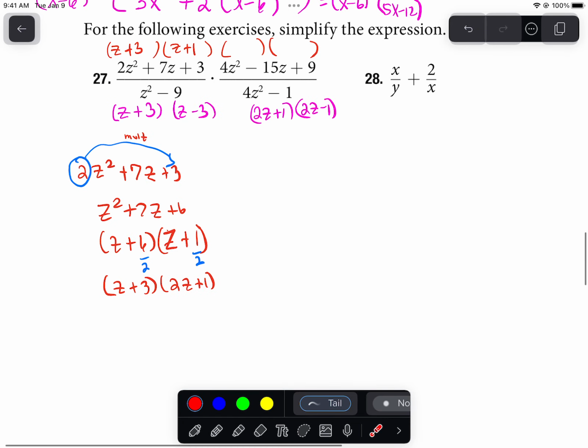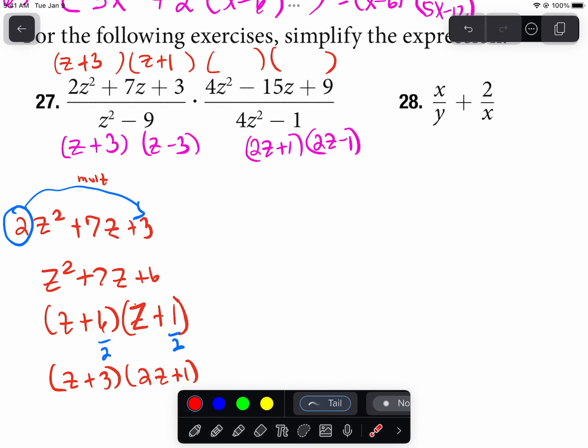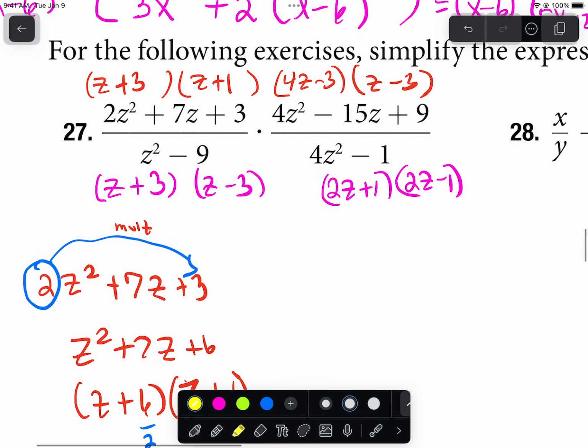Now, I'm not going to take the time to do this, but you can check your work. This one factors to be 4z minus 3 and z minus 3. Okay, so remember I said when you have fractions like this that contain polynomials, get them into factored form. We have now done that. And now that we have done that, start canceling.